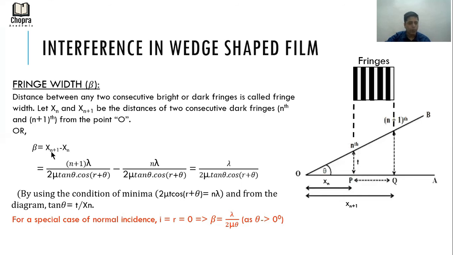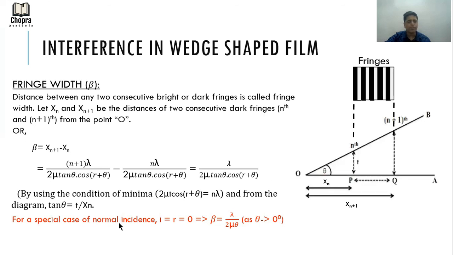So xn is equal to T by tan theta, and xn plus 1 is equal to T corresponding to the n plus 1 fringe divided by tan theta. So I get these two formulae: (n plus 1) lambda by 2 mu tan theta cos(r plus theta) minus n lambda by 2 mu tan theta cos(r plus theta), which gives me lambda by 2 mu tan theta cos(r plus theta). So this is the fringe width in wedge shaped film.